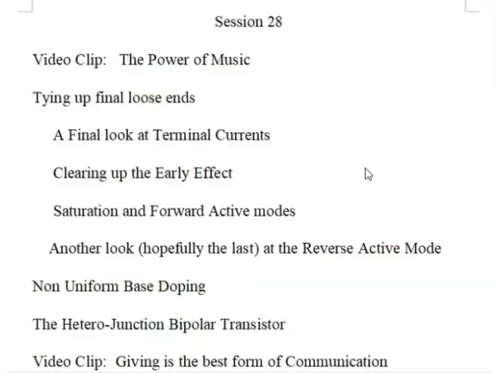Welcome back. This is a list of some of the topics we'll be covering in today's session. We'll be spending a fair amount of time tying up some loose ends. This is our last attempt to clarify some of the aspects of the bipolar junction transistor. We'll be looking at terminal currents. We'll be clarifying some aspects of the early effect. Then we'll be looking at saturation and forward active modes from a little bit different perspective. This should be very short. In fact, both of these should be fairly short. And then we'll be taking a look at the reverse active mode from, again, a little bit different perspective.